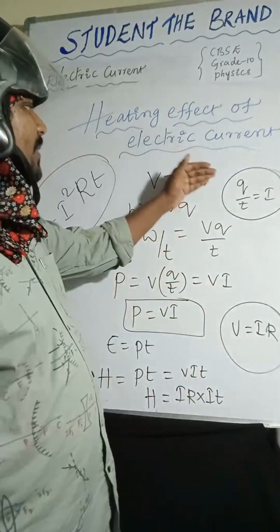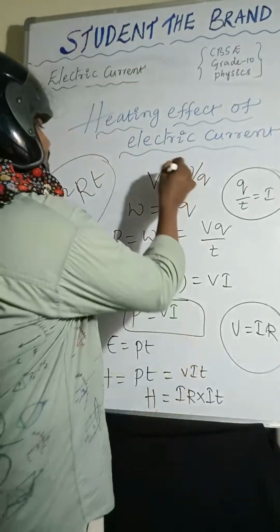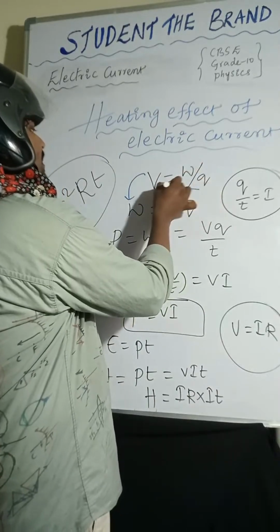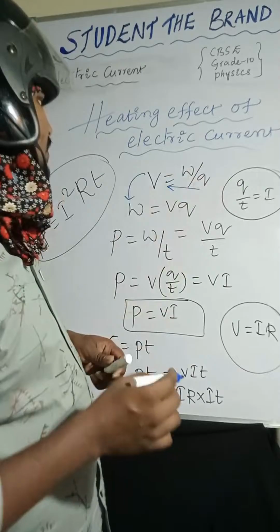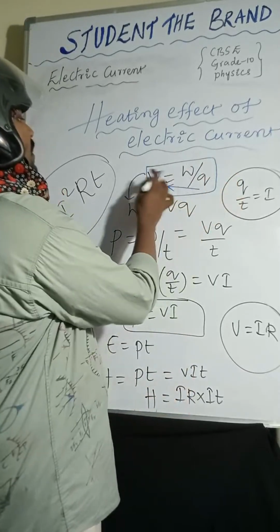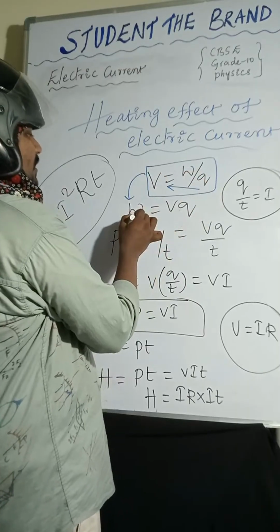V equal to W by Q. So W equal to VQ. From this formula only we are taking, cross multiply, so V into Q. So here W equal to V into Q.